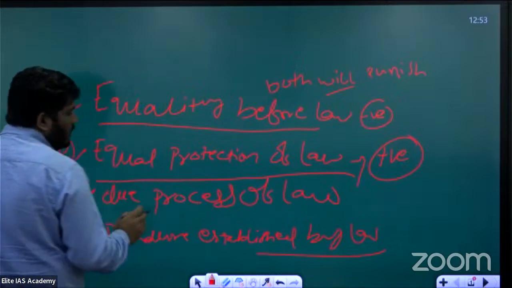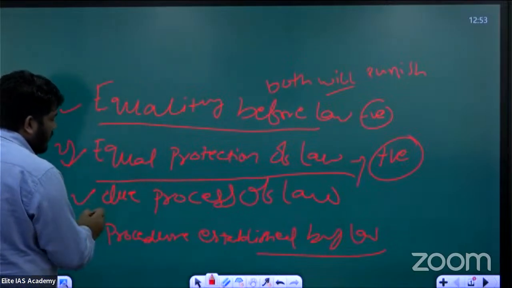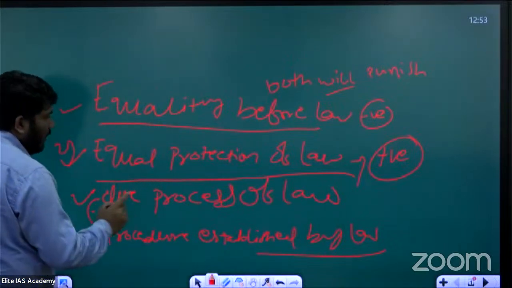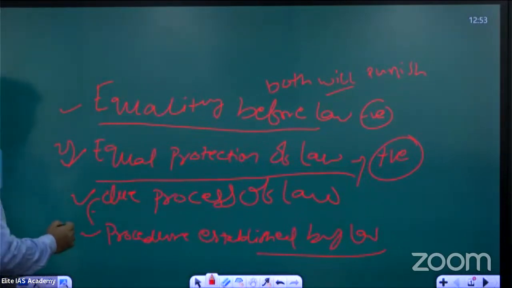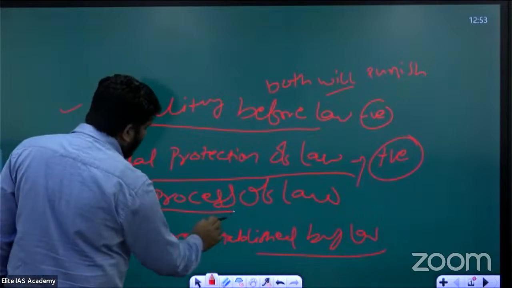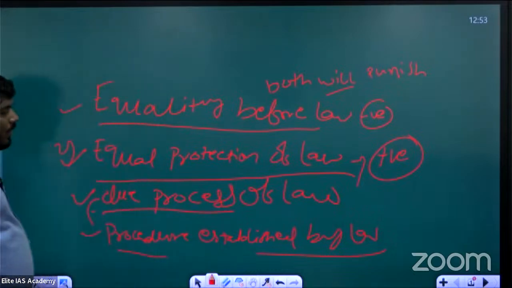Next is due process of law. The question which was discussed is between these two. The question we just saw, the first one, is between these two. Let us understand a little what it is: due process of law and procedure established by law.